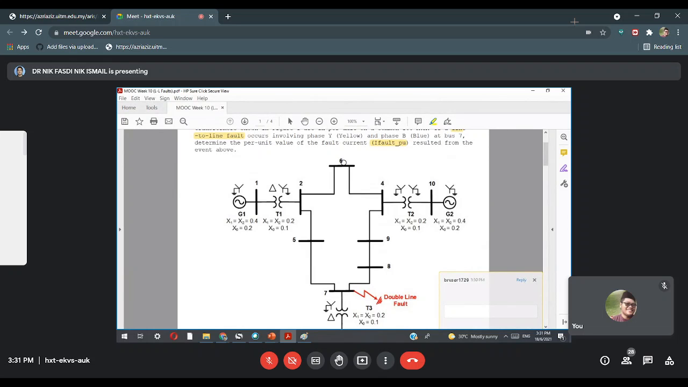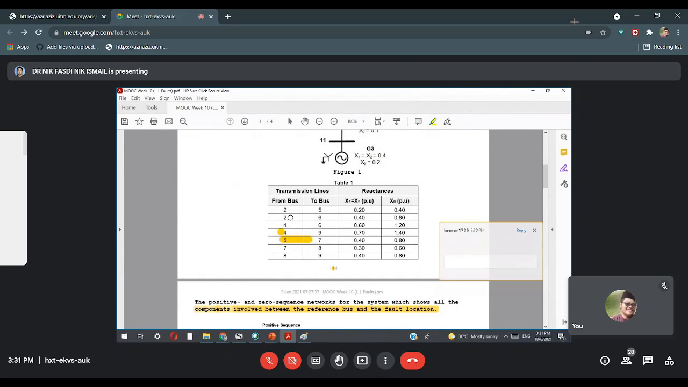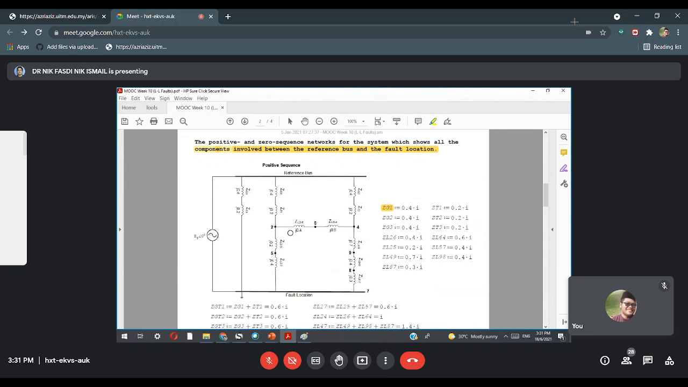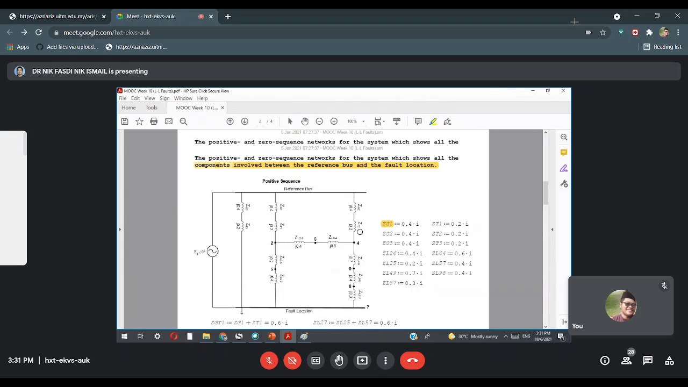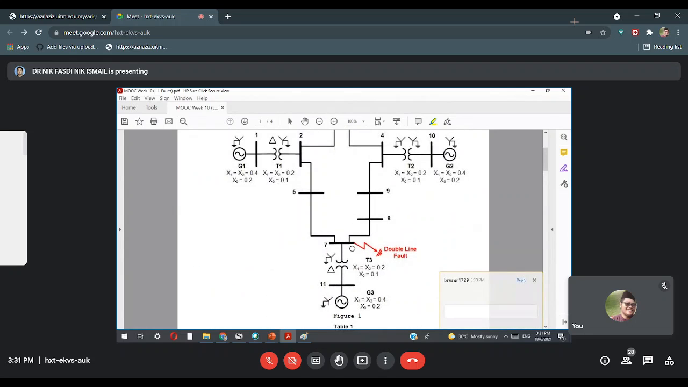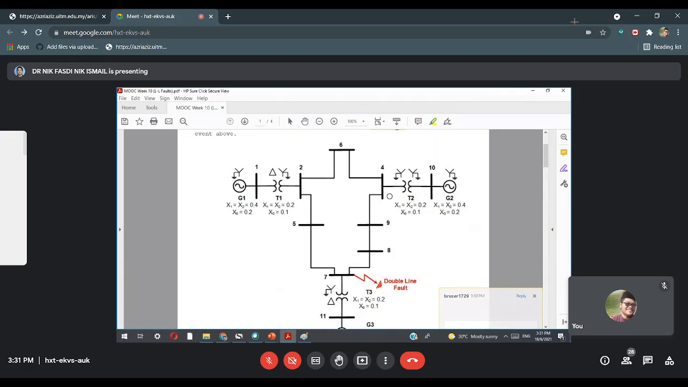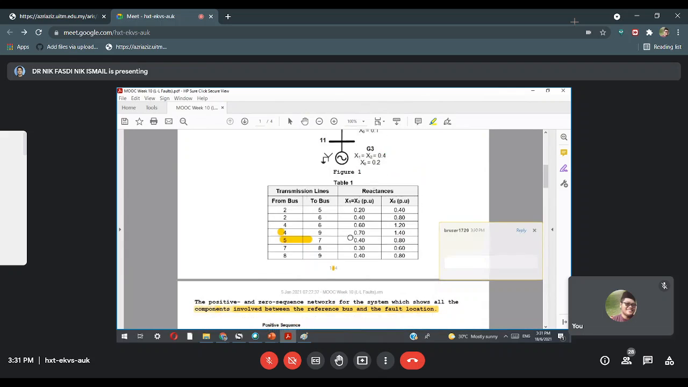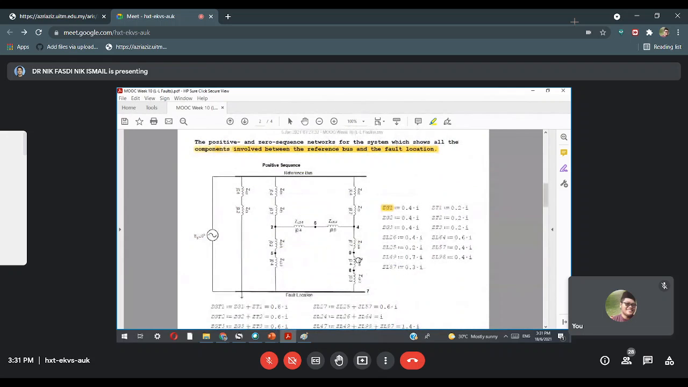2 to 6, 6 to 4. So you take the value of 2 to 6, 6 to 4. So you have here 2 to 6, 6 to 4. It is bus 2 with bus 4. So at bus 4, we look back here: 7 to 8, 8 to 9, 9 to 4. So there are 3 transmission impedances here. So you draw 3 here, 1, 2, 3, joined together.